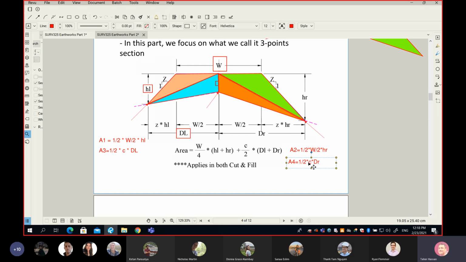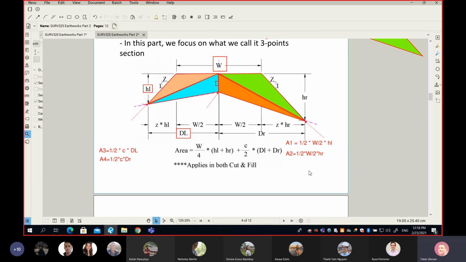adding them together. So you know what I will do, I'll just rearrange my terms like so, because look at this, between A1 and A2, do you see any common factor? Between A1 and A2, do you have any common factor? A half and W over 2. So W over 4 is a common factor. And you can see here is W over 4 as a common factor. And from the first area, we have HL left and HR. So here is HL and here is HR.